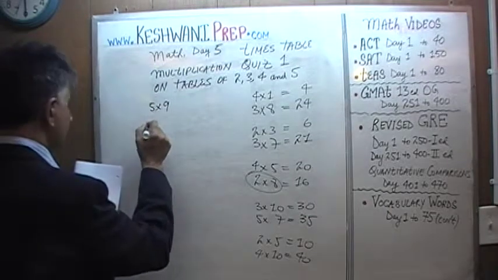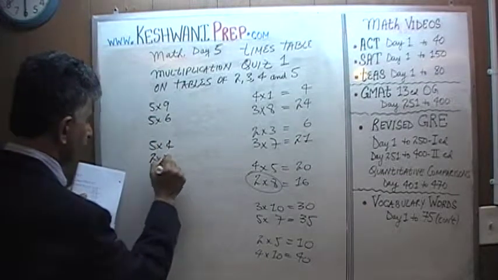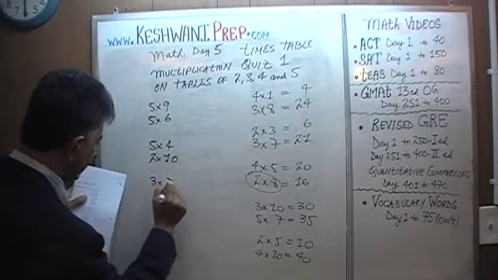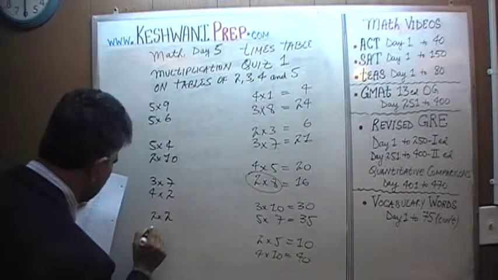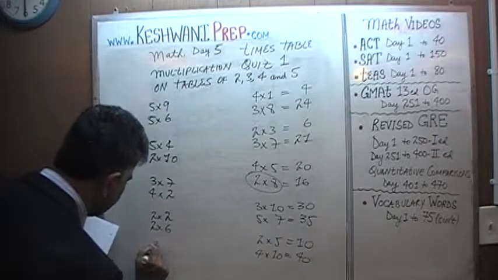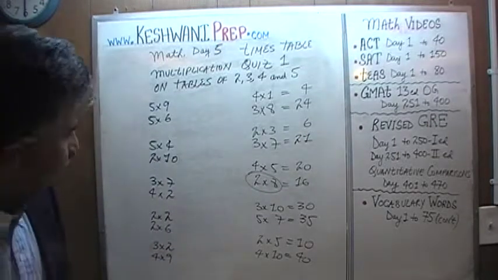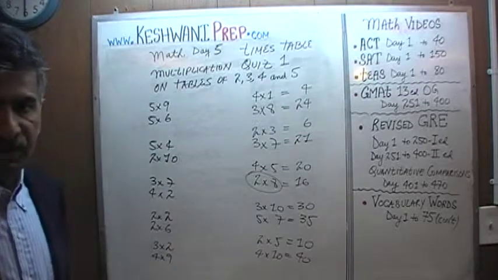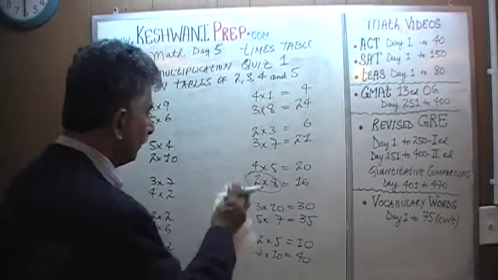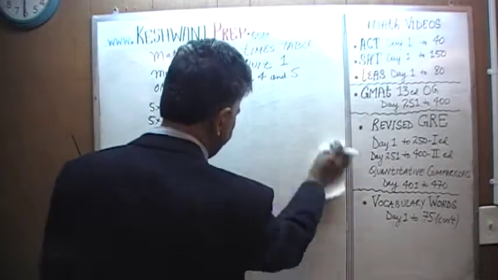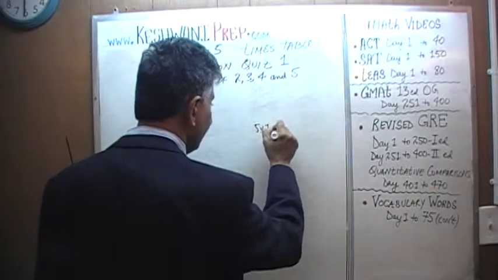Five nines, five sixes, five fours, two tens, three sevens, four twos, two twos, two sixes, three twos, and finally four nines. Let's see what we can do. Five nines. Let's erase this part so we can have the room. Five nines is what we're trying to figure out. We know five tens are 50.